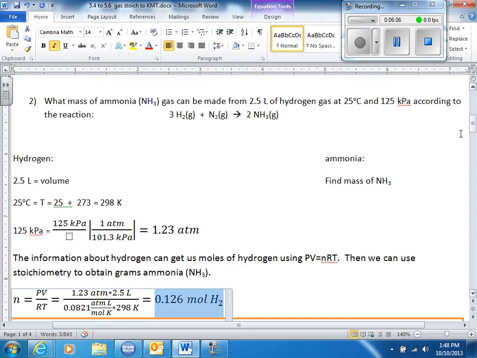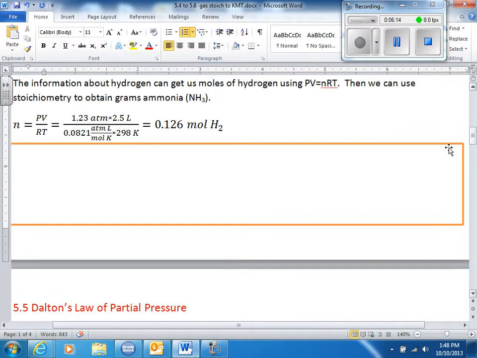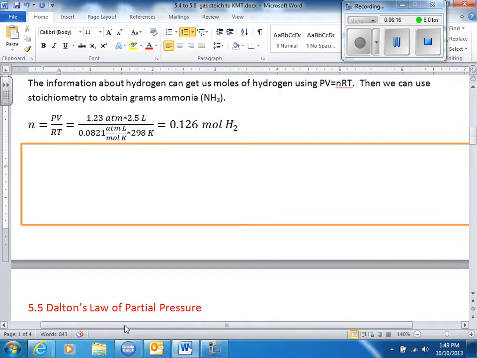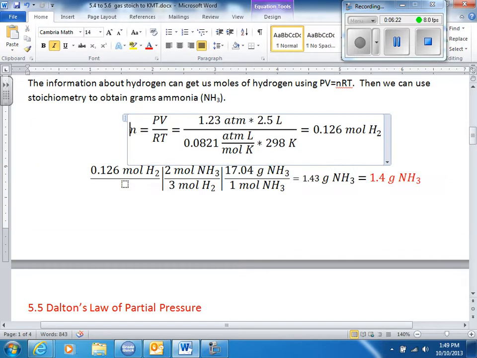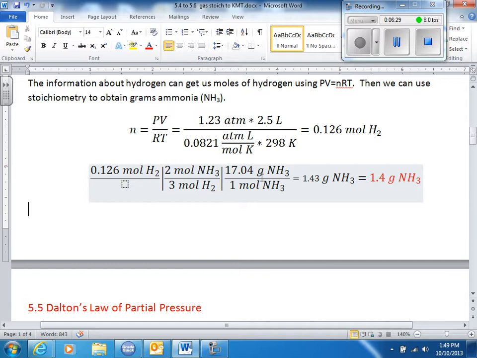And we're trying to get ammonia, so we're just going to go from moles of H2 to grams of ammonia using stoichiometry. I know you could do that on your own, so don't be lazy. Do that on your own. Pause the video before you look at the solutions if you haven't already paused. And here is your solution. Okay, so we have moles, moles to moles, moles to grams.